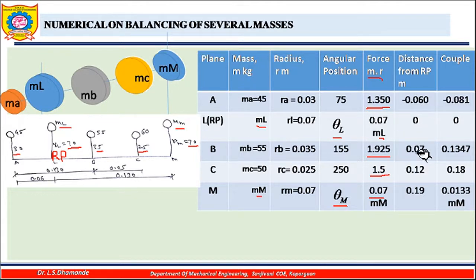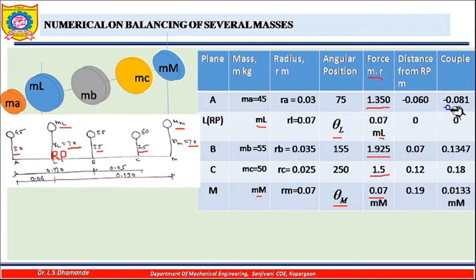Right hand side B will be at a distance of 0.07, C will be at a distance of 0.12, and D will be at a distance of 0.19. So after marking these distances in this particular column, then I can calculate the couple. It is nothing but the force and the distance. Whatever the force is there on this A and the distance between this A and L, I will get the moment about this particular plane L due to this mass at A. So that couple is nothing but minus 0.081.